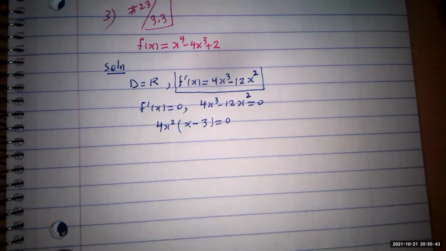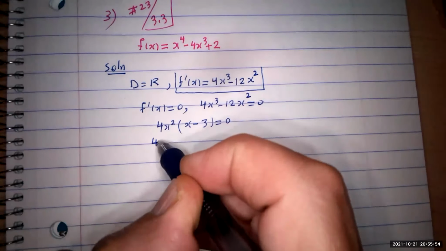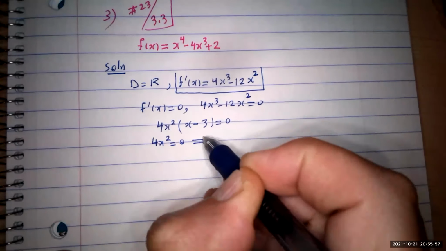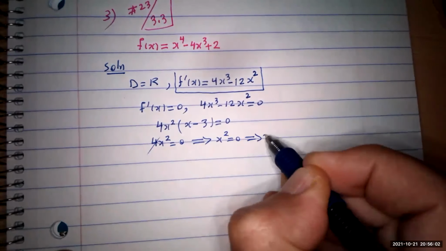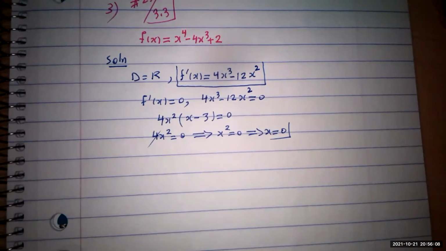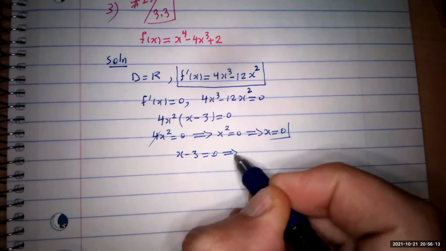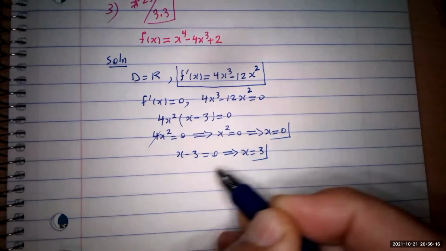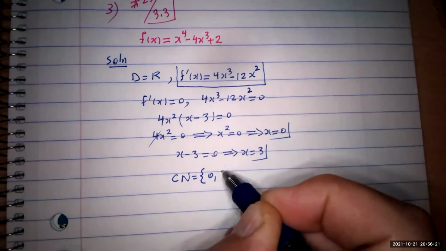This is again one of those steps where you have difficulty. That's why in your book they mark it with red. So let 4x squared equal 0. You drop the 4, that gives you x squared equals 0, so x is 0. One critical number. And then x minus 3 equals 0, so x equals 3. So we have two critical numbers: 0 and 3.